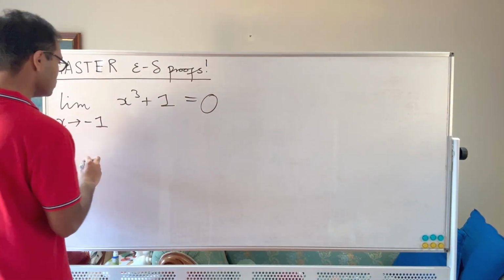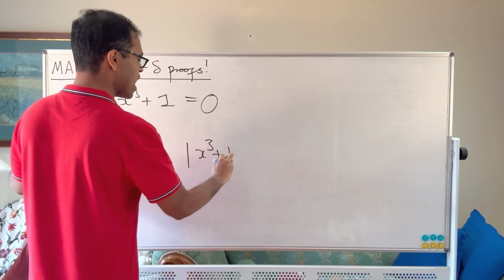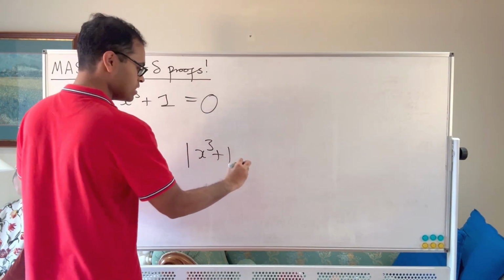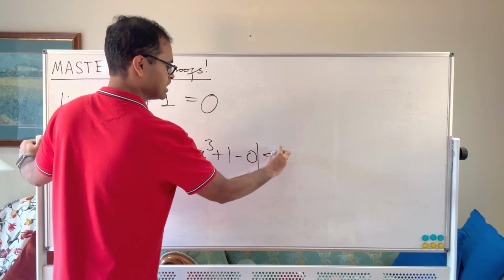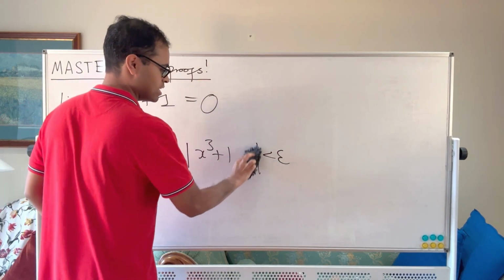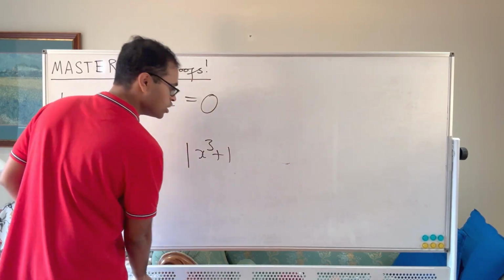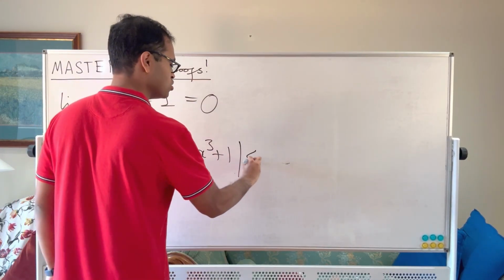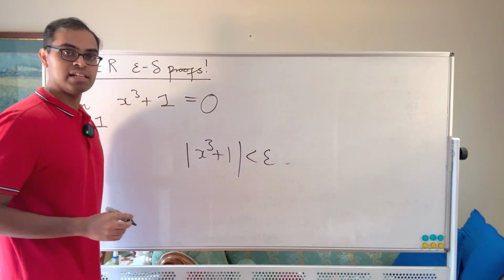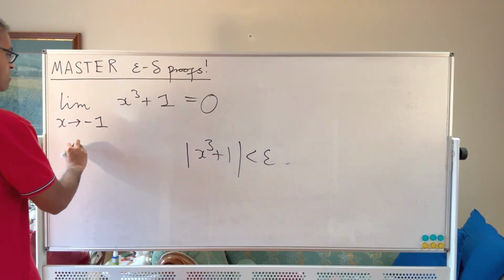Now what we want to do is our epsilon delta proof. So we want the absolute value of x cubed plus 1 minus 0 to be less than epsilon. And now we don't need the minus 0 because the limit is 0. We can just put it as a single absolute value: the absolute value of x cubed plus 1 is going to be less than epsilon. I just wanted to show you that step, just to be very clear. So we want this to be less than epsilon as long as we can find a delta.